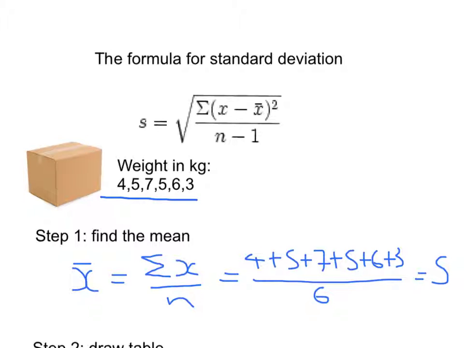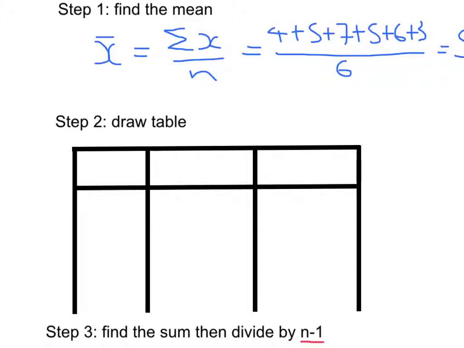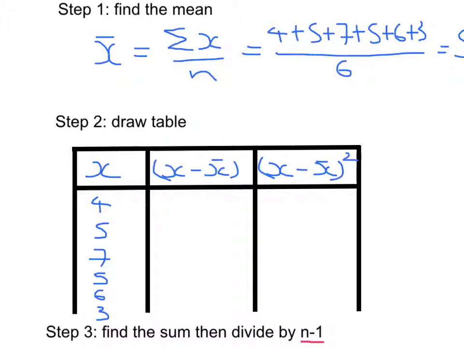For your next step, I want you to draw your table. So remember that the values that go on the table are x, x minus the mean, and x minus the mean squared. Here are your values of x. Here's x minus the mean, and here's x minus the mean squared.